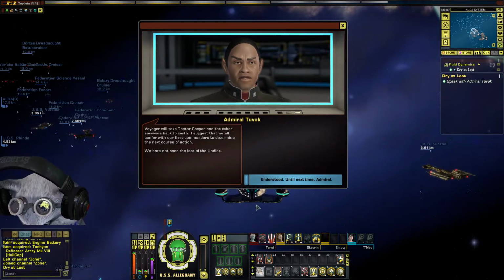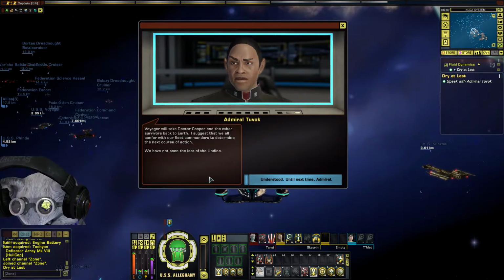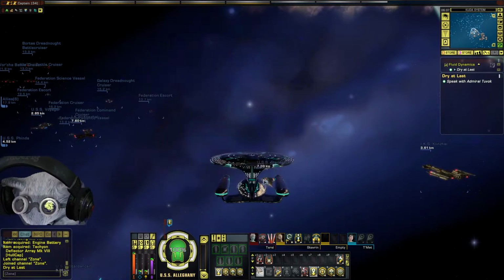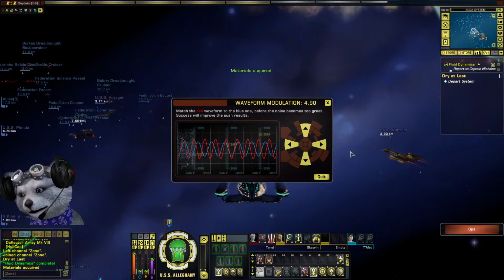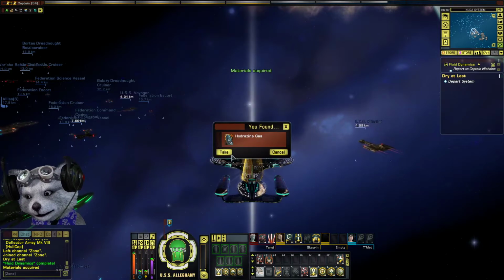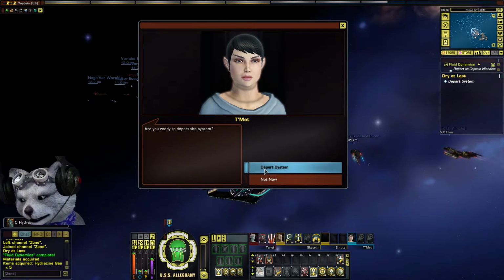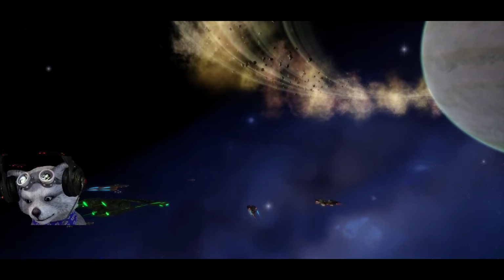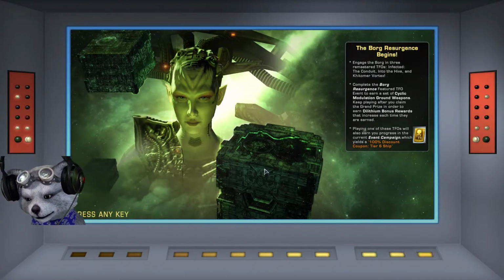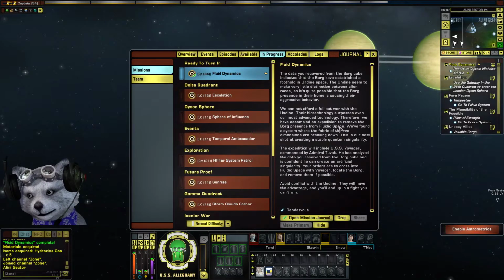Voyager will take Dr. Cooper and the other survivors back to Earth. I suggest that we all confer with our fleet commanders to determine the next course of action. We have not seen the last of the Undine. Okay, understood. Until next time, Admiral. Backups. You ready to depart the system? Yes, depart the system. Okay. Report to Captain Nicholas.